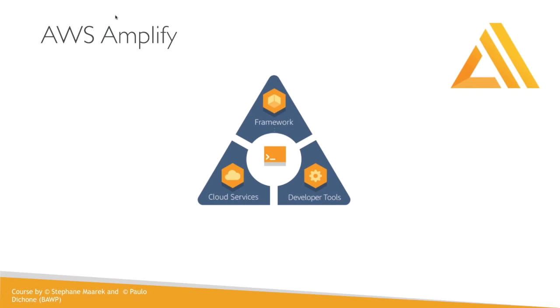The way AWS Amplify is structured really is so that there is communication between the framework, the cloud services, and, of course, developer tools. But in the middle, as you see in this triangle, there is what we call the CLI. So Amplify CLI is the command line interface. Essentially it is a way for us developers to type commands in our command line or terminal that will then trigger our cloud services and other developer tools to create what we want.